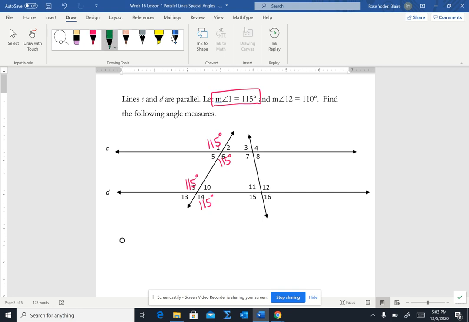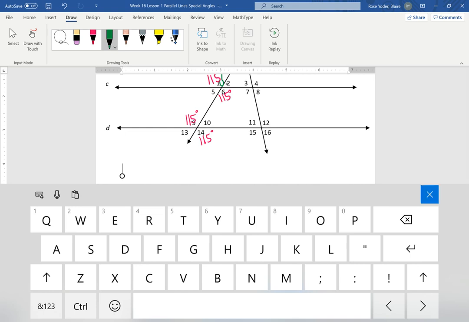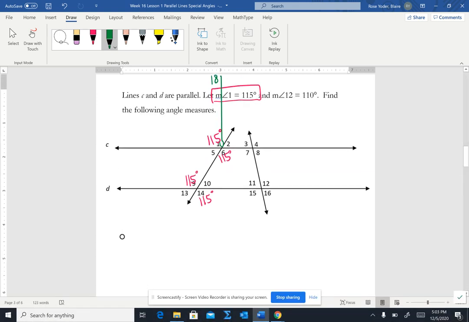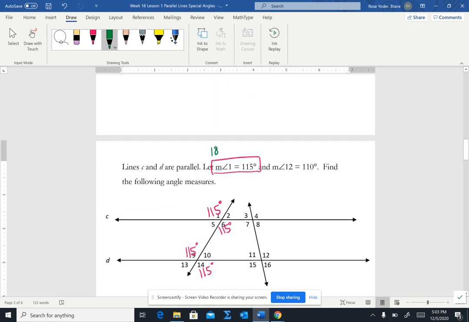And then what you had to do to figure out the other angles, like angle 2, you had to find the sup of 115. So go 180. This little window is going to drive me crazy. All right, let's see if I can do this without touching the screen. 180 minus 115 is 65. So all those other angle 2 and 5 are 65. 10 and 13 are 65. All right, that batch of angles is done.